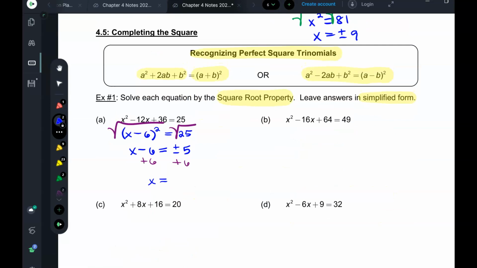So my 2 answers: if it's positive 5 plus 6, that would be 11. If it's negative 5 plus 6, not negative 1, but positive 1.